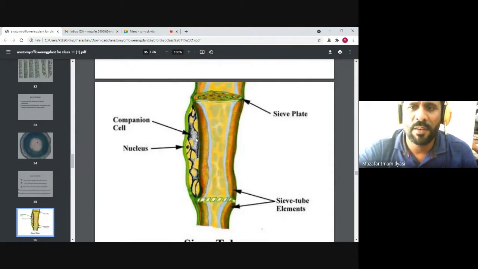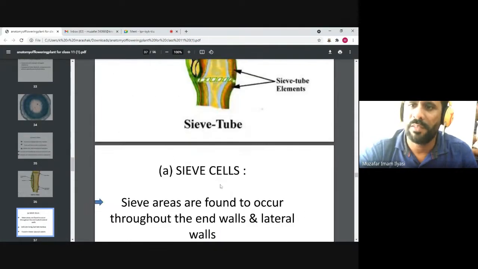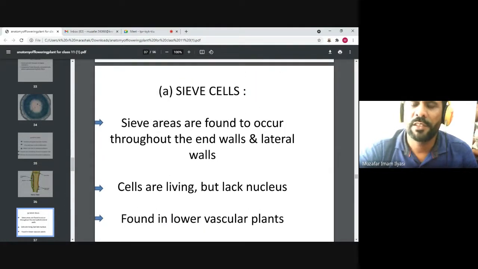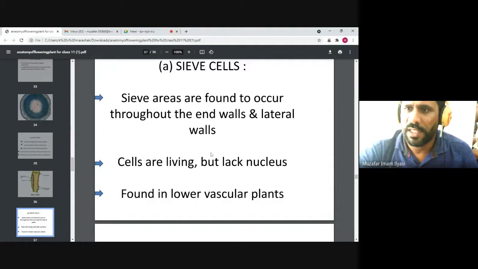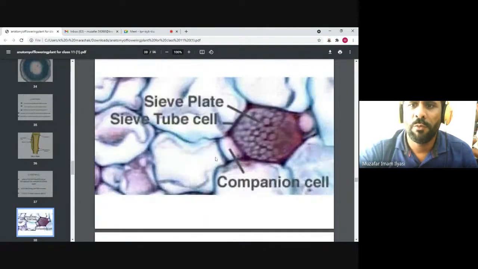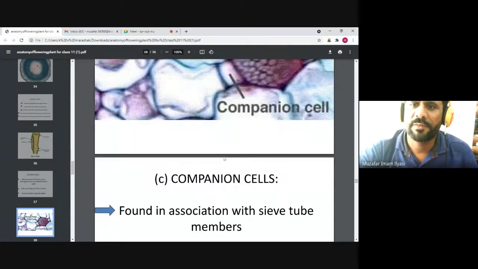Here you can see companion cells in which nuclei are found, and on the lateral side, sieve tube elements. First, the talk starts about the sieve cells. Sieve areas are found throughout the end walls and lateral walls. Cells are living but lack a nucleus, found in lower vascular plants. Sieve plate cells or sieve tube cells are just above the companion cells.